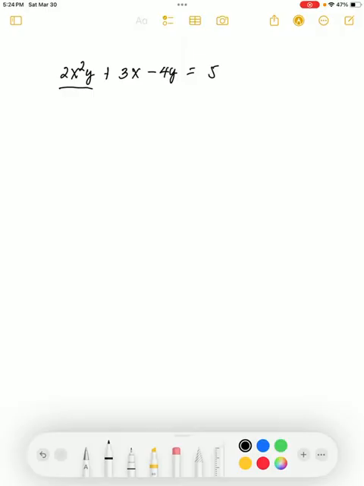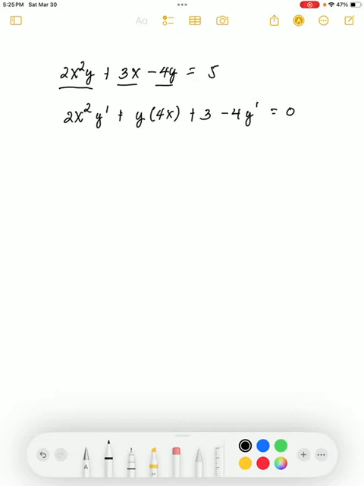So it will be the first factor, 2x squared, times the derivative of y. But since y siya, the derivative of y is 1 times y prime, plus the second factor y times the derivative of 2x squared, that's equal to 4x. Then the derivative of 3x is equal to 3. But then here, the derivative of negative 4y is negative 4, but since again y siya, we'll have negative 4 y prime equals 0.